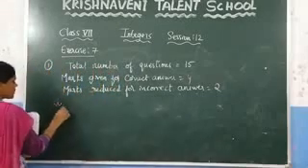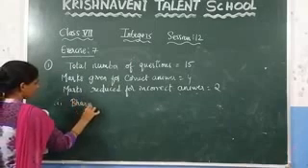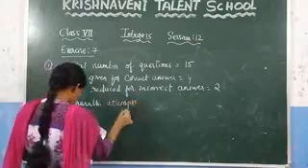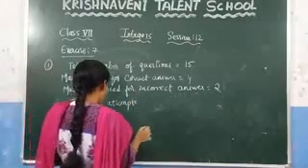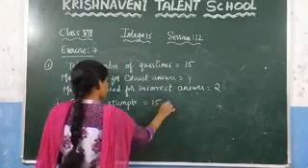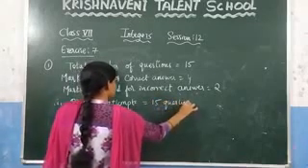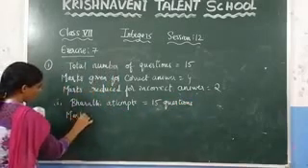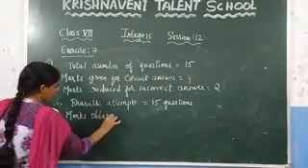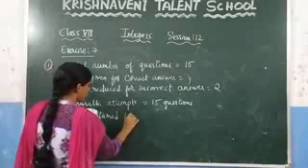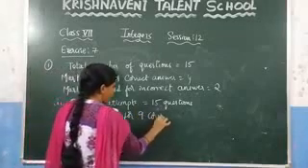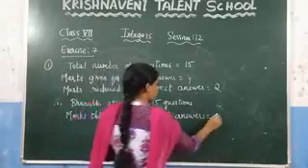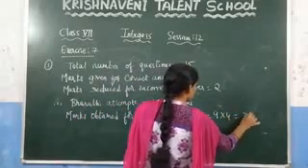In that, the first question given here, Bharati attempts. How many questions does she attempt? Bharati attempts all questions. So how many questions does Bharati attempt? 15 questions. So here write marks obtained. In that, how many are correct? For 9 correct answers, how much does she get? 9 into 4, which is 36.